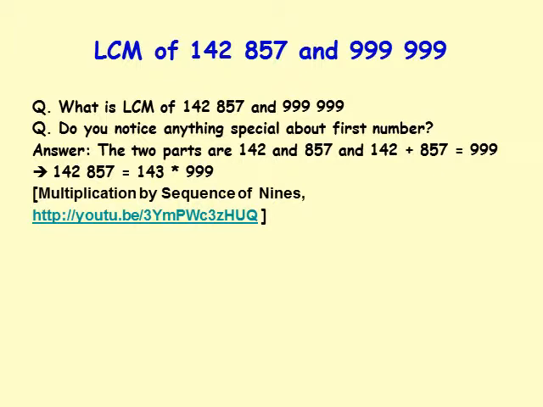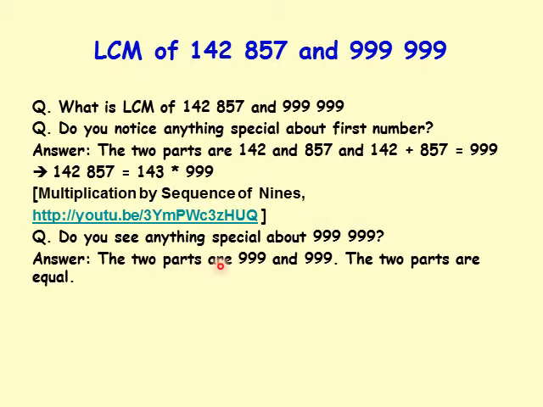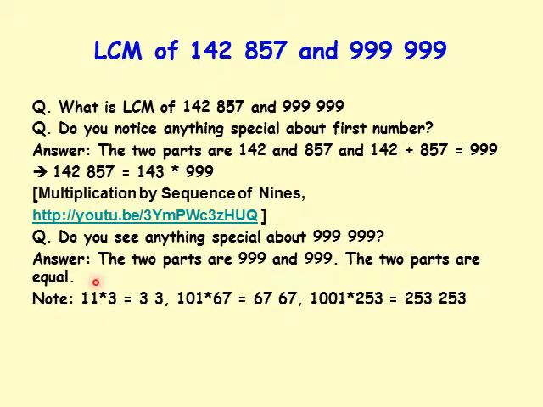Okay, let's continue. Do you see anything special about this number, 999,999? That sequence of nines, three nines and three nines. The first three digits and last three digits match. The two parts are 999 and 999. The two parts are equal. Let's look at how we get two matching parts.